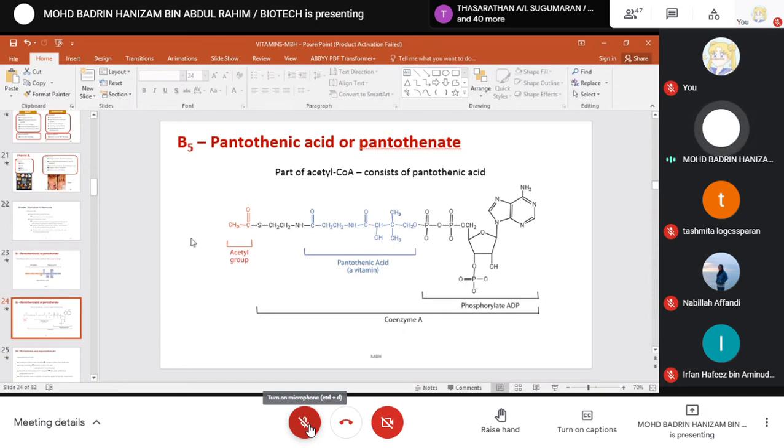I don't expect you to remember to draw this coenzyme A structure. It's not really important to draw it. But the most important thing is what makes up coenzyme A. We have to know that the acetyl group here, pantothenic acid in the middle, and then phosphorylated ADP. So you have it here, coenzyme A.